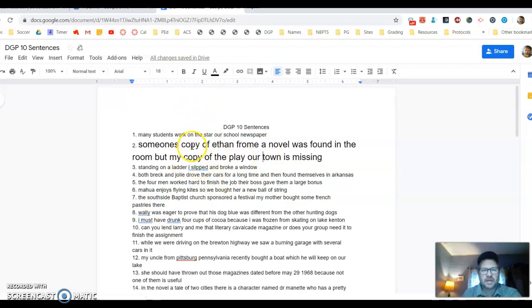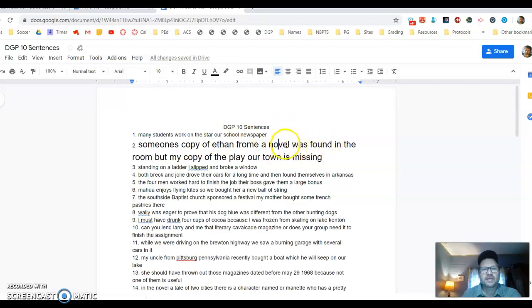Is copy the same as Ethan Frome? This is a little tricky, I have to admit, but the answer is no, it's not. And there's some grammatical reasons that become clear later on, but the copy is not the same as Ethan Frome. Is Ethan Frome the same as a novel? And the answer is yes. So which of the two is an appositive? Remember, an appositive follows and renames a noun. So a novel is the same thing as Ethan Frome. All right, so novel is going to be your appositive.